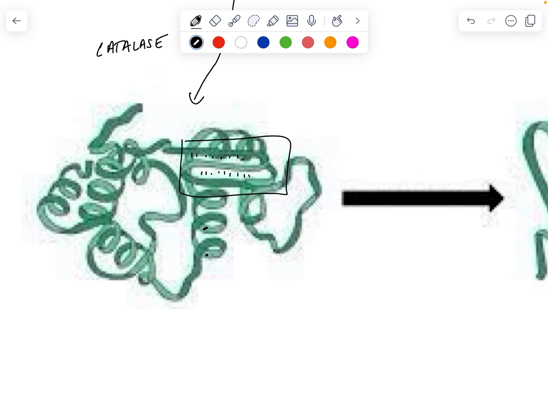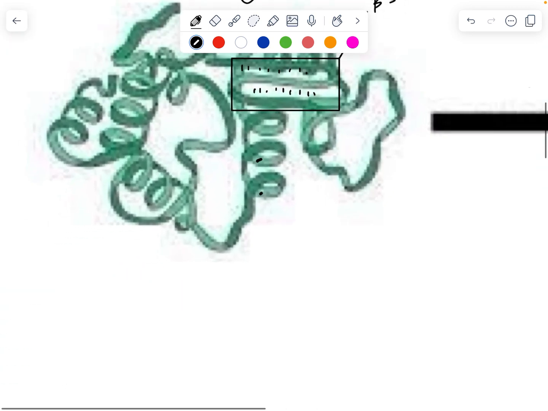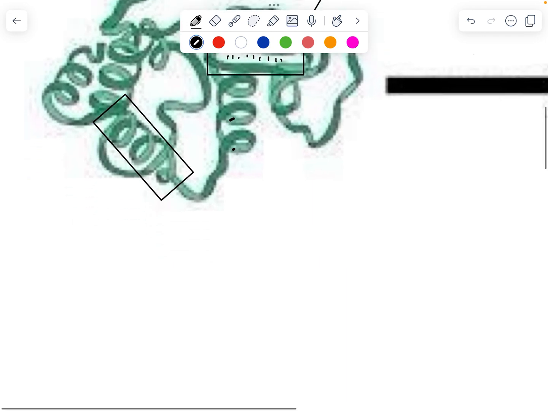So let's put it in a box. There we go. So this region of the protein is our beta sheet motif. And we've got a couple different alpha helices. I'm just going to put one in a box. So here is an alpha helix.